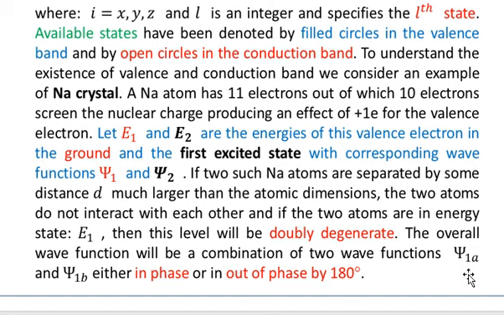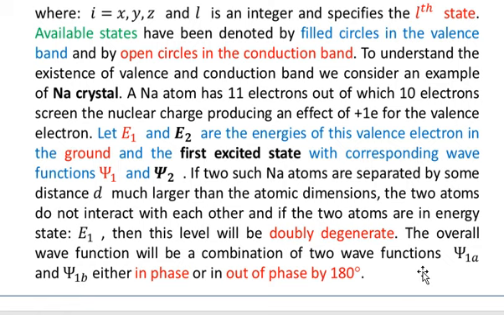So here we are writing A for atom A and B for atom B, since we are considering two atoms over here. So psi1a is the wave function of atom A in state 1, and psi1b is the wave function of atom B in state 1. That is, both atoms are in the ground state.